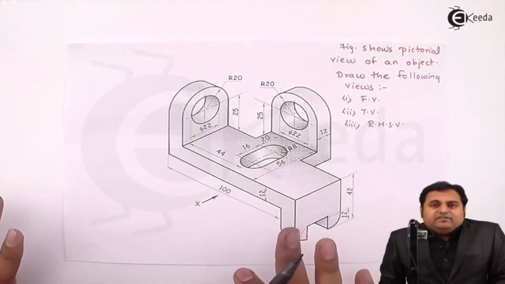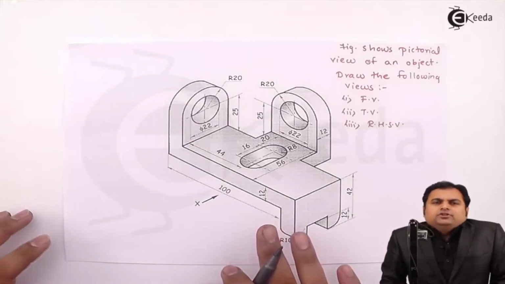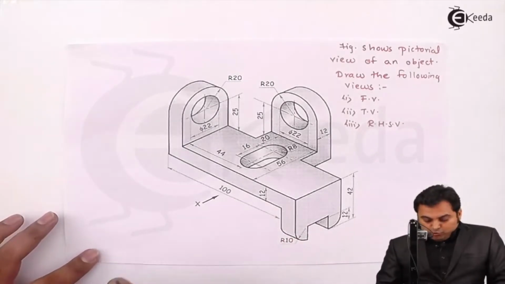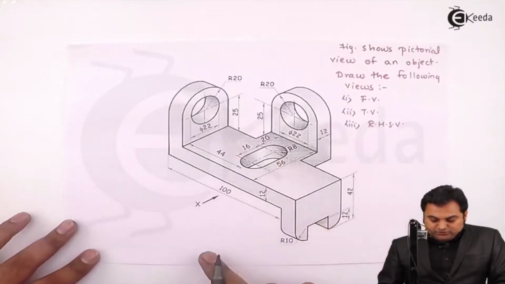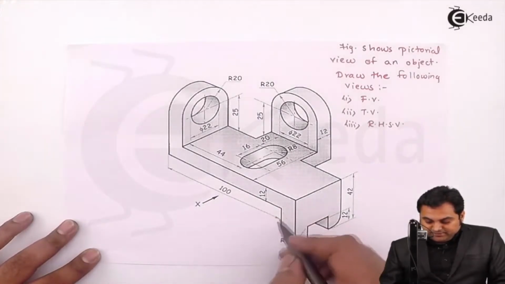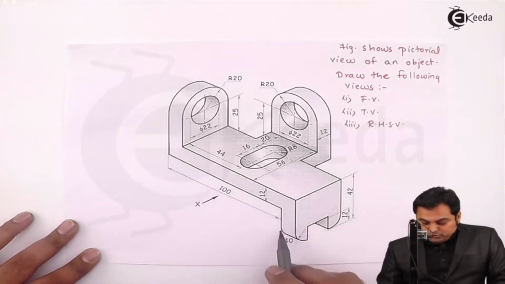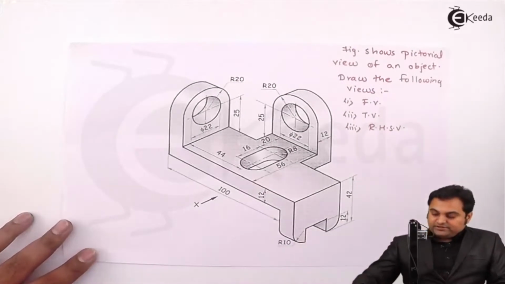Whenever we have a question of orthographic projection, the first thing we should note down is the total length, height, and width of the object. When I'm looking along the x direction, I'm going to see the length and height of the object. Length, as I can see from the left corner up till here, is 100 mm, and then this plate is 12 mm throughout. So 100 plus 12 gives me the value of length as 112.